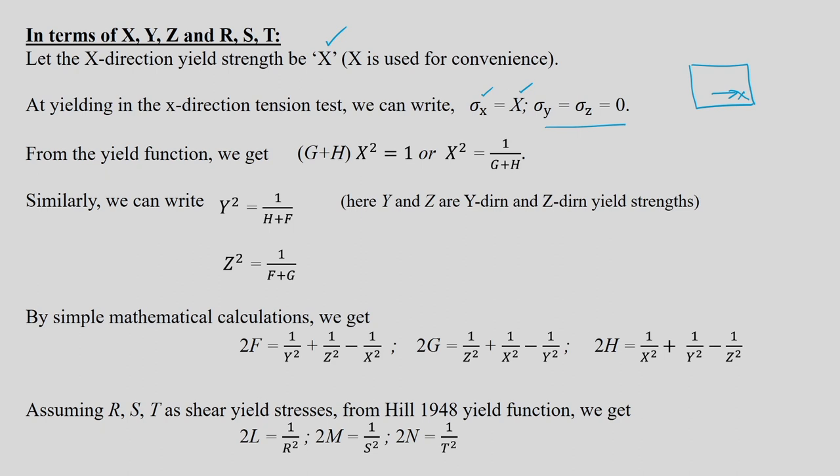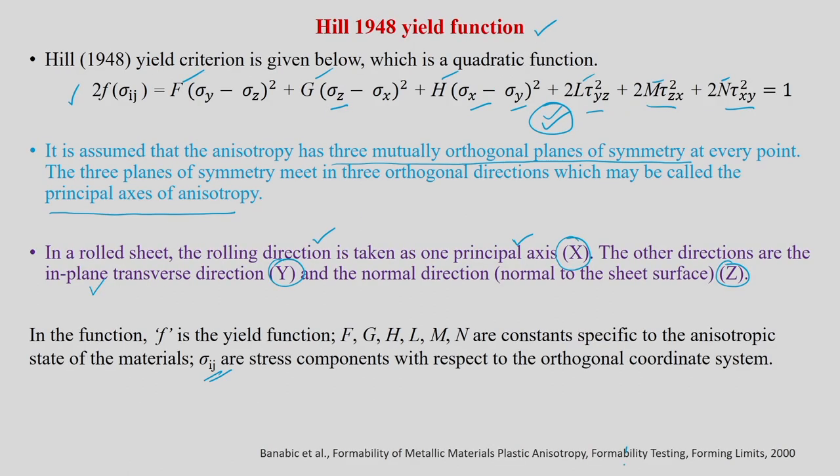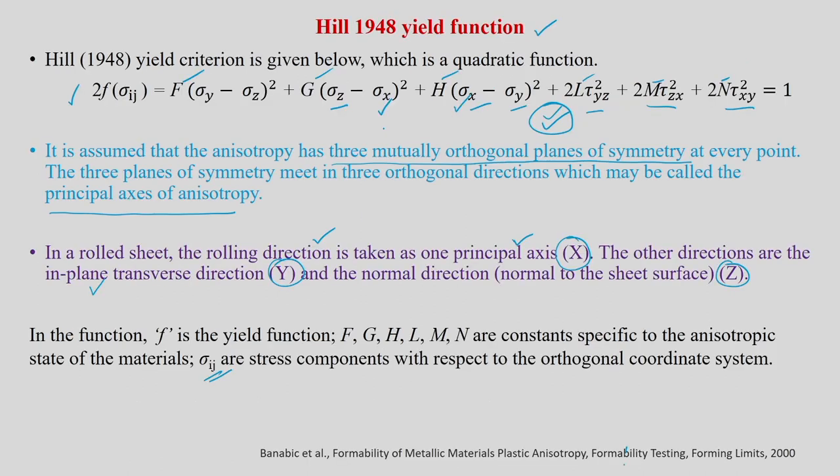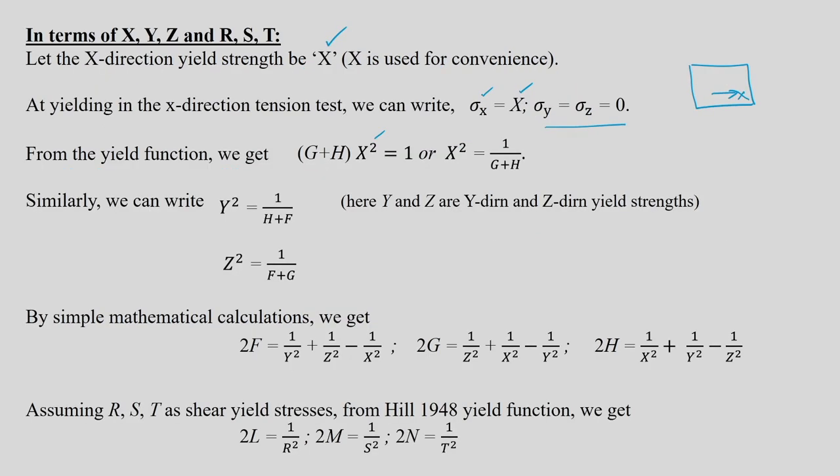You put this in the previous equation. So y and z are going to go away and only x will remain. So this fellow will remain, it is going to be x. So I am going to take x out, so g plus h into x square equal to 1, so x square is equal to 1 by g plus h. So the yield strength in x direction can be written as x square is equal to 1 by g plus h. Similarly, you can do same exercise with respect to y direction and z direction perpendicular to the sheet.